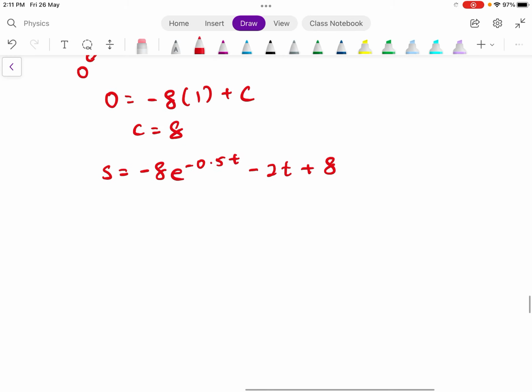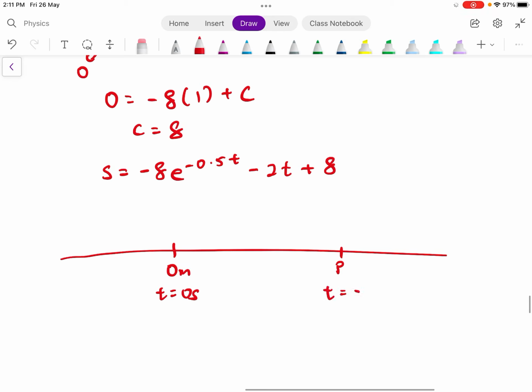So we know that at P, let me just draw the thing again. 0 meter, point P. This is time equal to 0 second. Your time here is equal to negative 2 ln half. Based on this idea, I can just simply sub in time equal to negative 2 ln half into the equation as found by me.